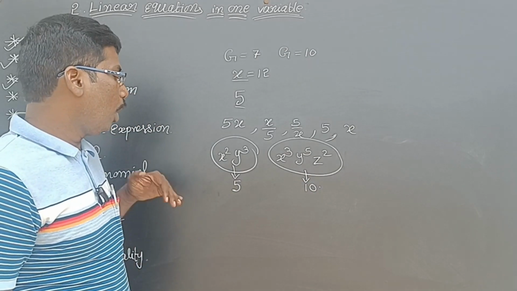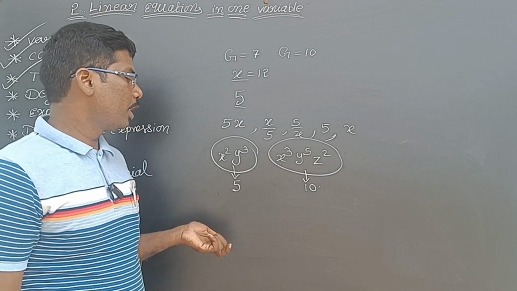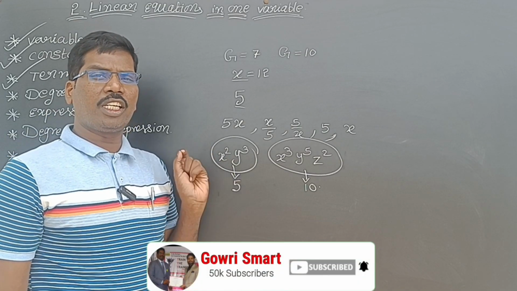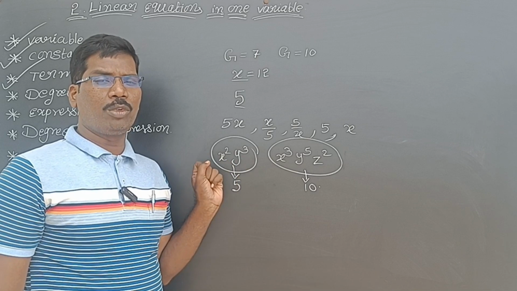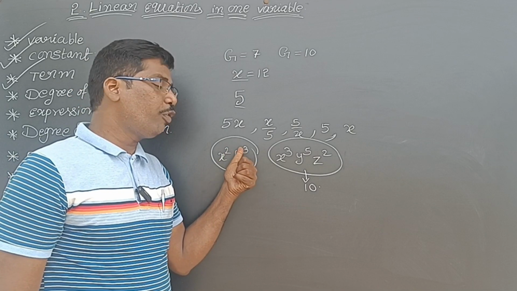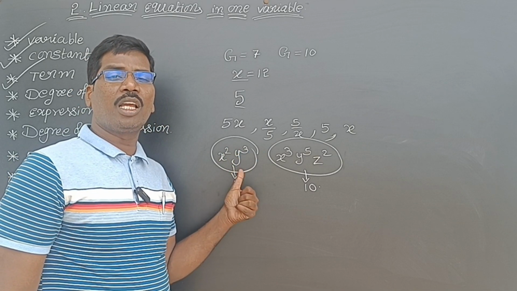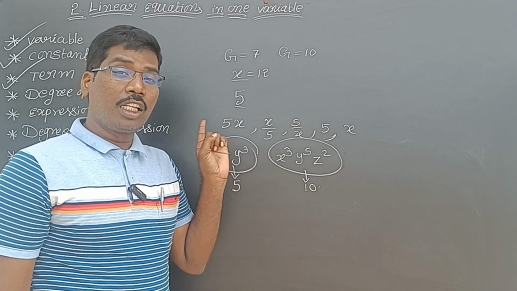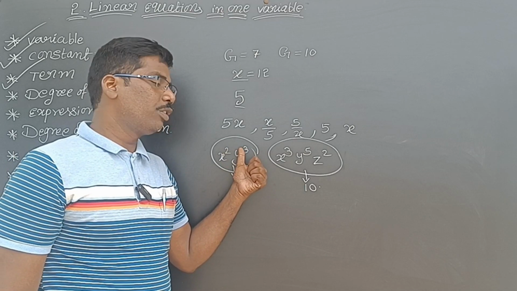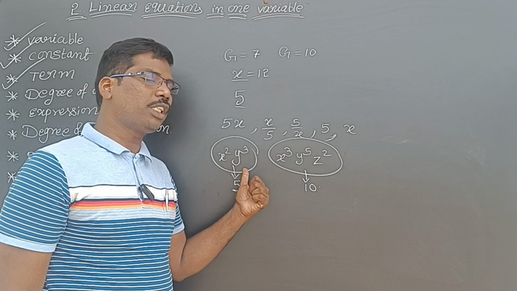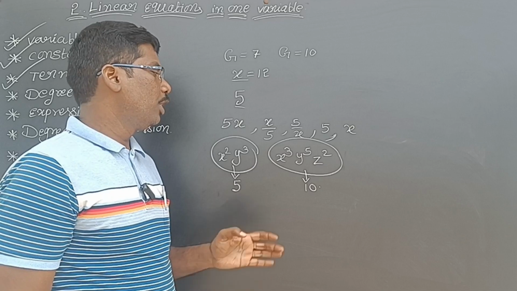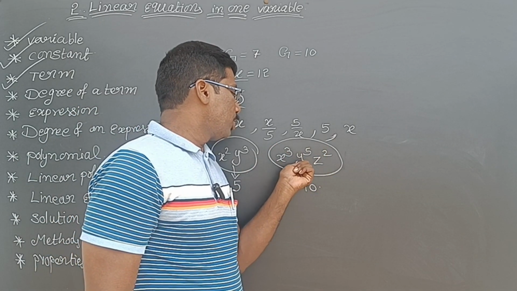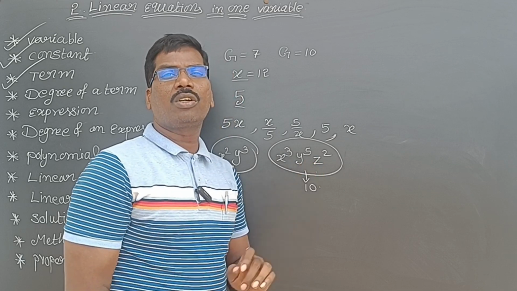Now, how can we define the degree of a term? The degree of a term means the power of the variables which are present in the term. The sum of the powers of the variables which are present in a term is called the degree of the term.